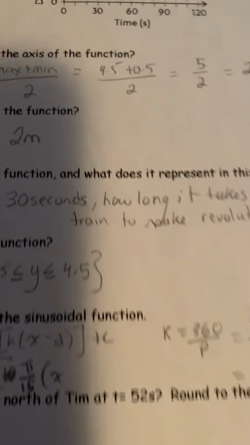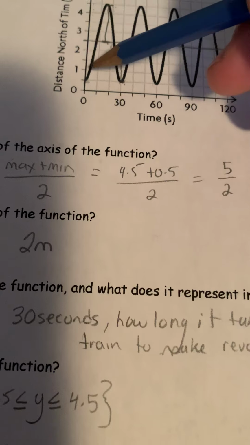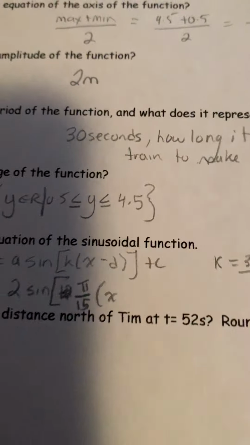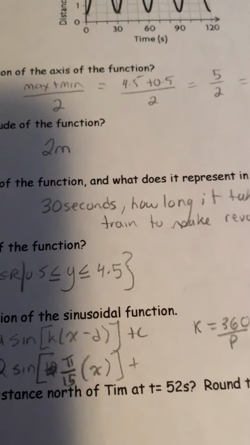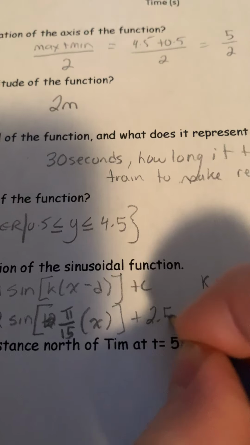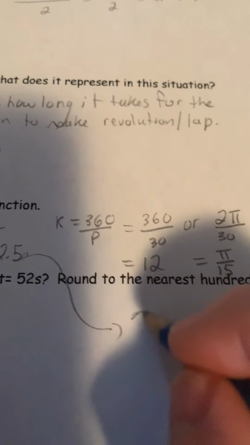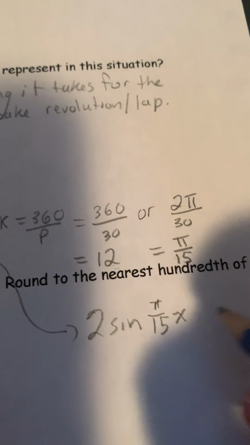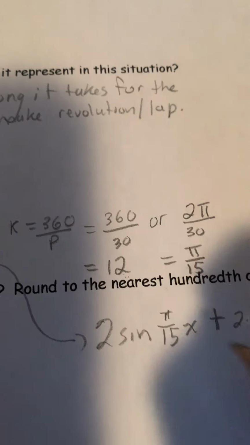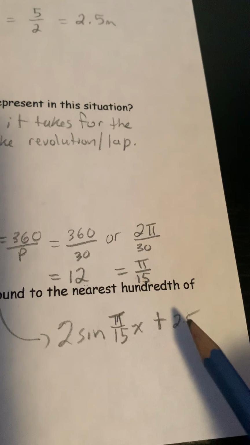Okay, so then we notice that it starts at the lowest value. It doesn't start anywhere in between them, so we don't have a shift left or right. So our d value is 0, so we don't need to write it. And now our c value is the equation of the axis, which we determined already to be 2.5. Okay, so just to simplify this further, it's just 2 sine pi over 15 x plus 2.5. We don't have a d value, so we don't need to have our brackets. So that's our a, our k, and our c.